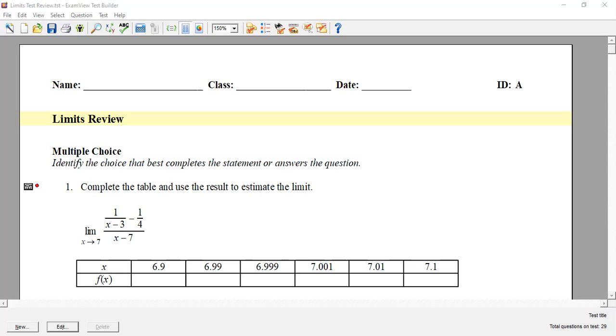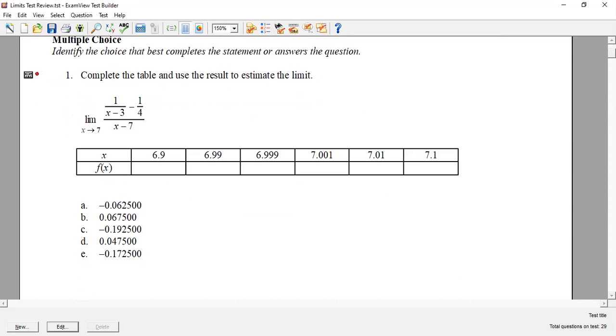So what was the value that we had? Guys, what was the value? Positive or negative? Negative. So make sure that you know that. So if you look at your multiple choice answers, which one is it? A. That's it. So put it in your chart and pick your choices.